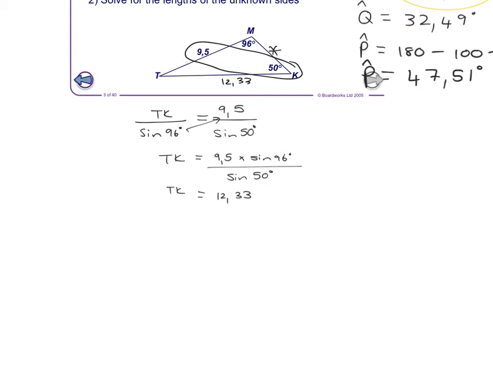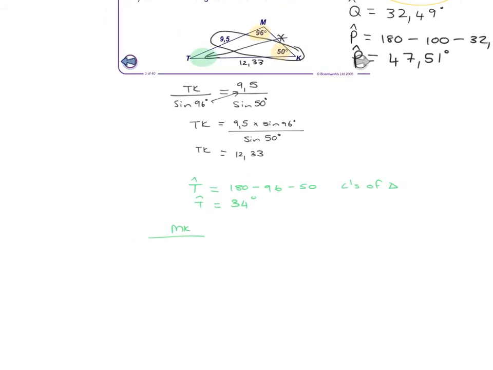Now we've got to work out MK, but we don't have its opposite angle. But don't forget your basic easy geometry of a triangle. You've got two angles, so we can work out that third angle straight away. So angle T there is going to be equal to 180 minus 96 minus 50 because of angles of a triangle, which gives us 34 degrees. So then now, what am I looking for? I'm looking for MK. What's its opposite angle? Sine 34.